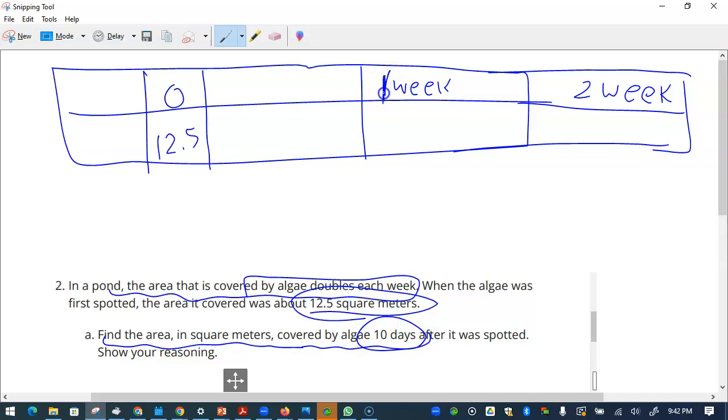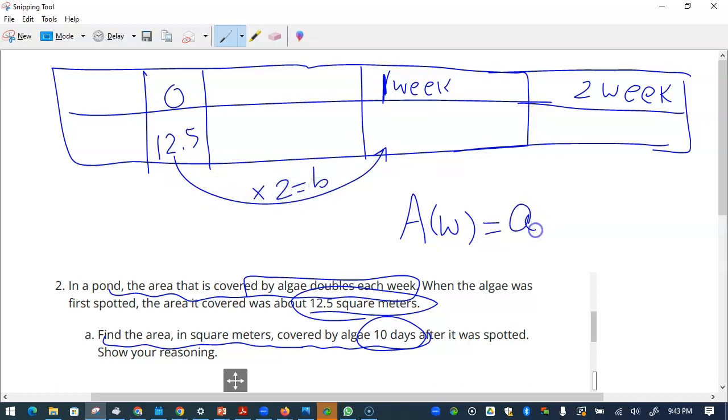So this is 1 week here. Suppose the question was asked, what is the algae area in 1 week, 2 weeks? Then we can use the formula that area depends on the week. Doubles means the rate from here to here, we multiply by 2. So the formula is the beginning amount A times the growth rate, the factor b, raised to the power of the weeks. So it is 12.5 times 2 raised to the number of weeks.